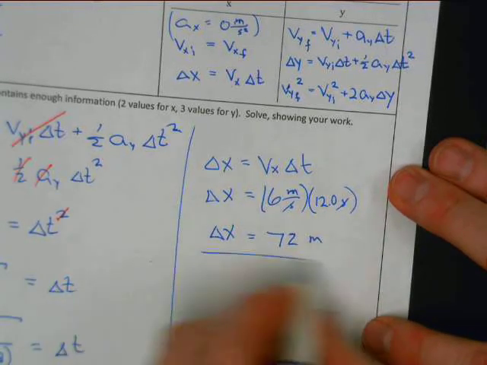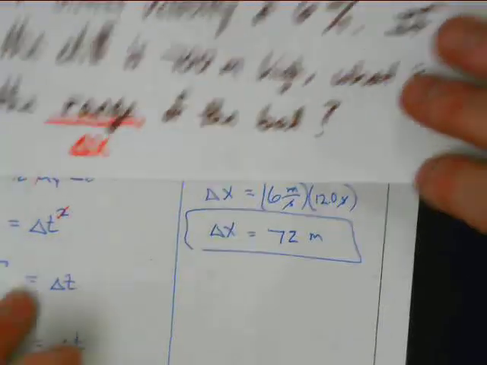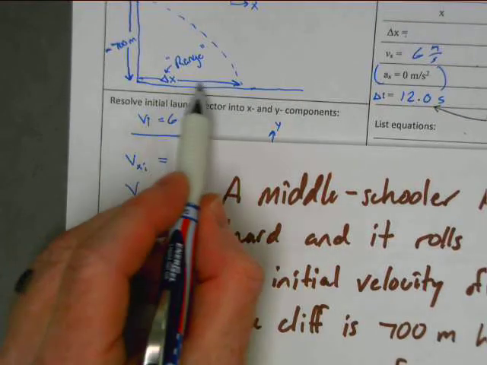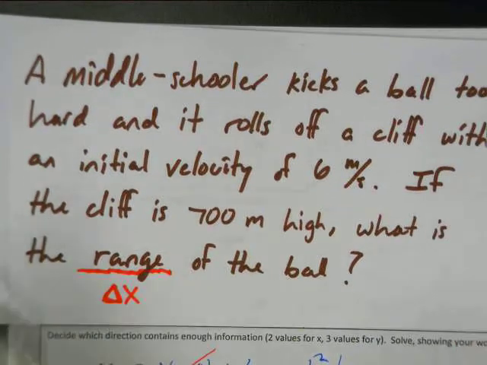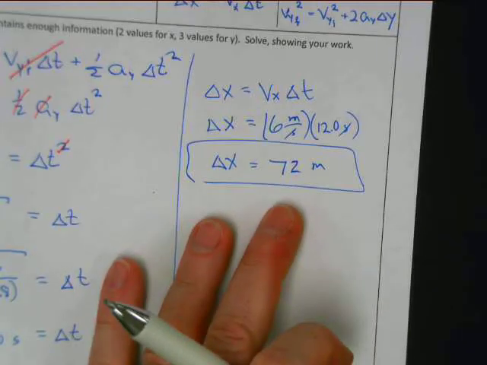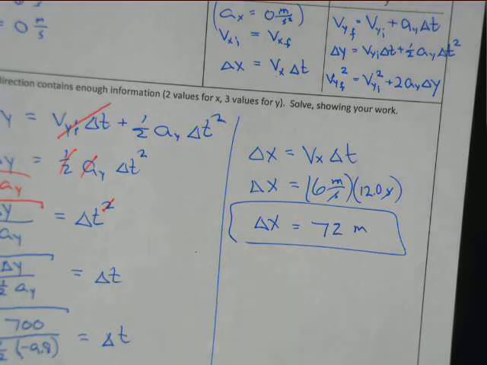That's the range, ladies and gentlemen. We did it. That is how far away from the base of the cliff. That's the range right there, away from the base of the cliff. That's how far it lands. So this middle schooler, kicking that ball straight off the cliff, gets that thing 72 meters away from the base of the cliff by the time it lands. Bye.